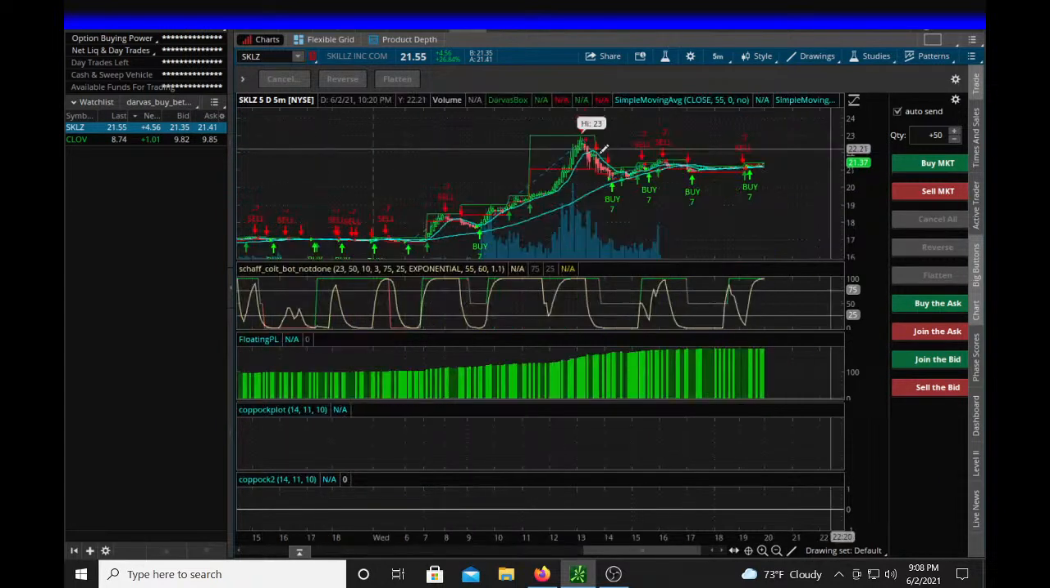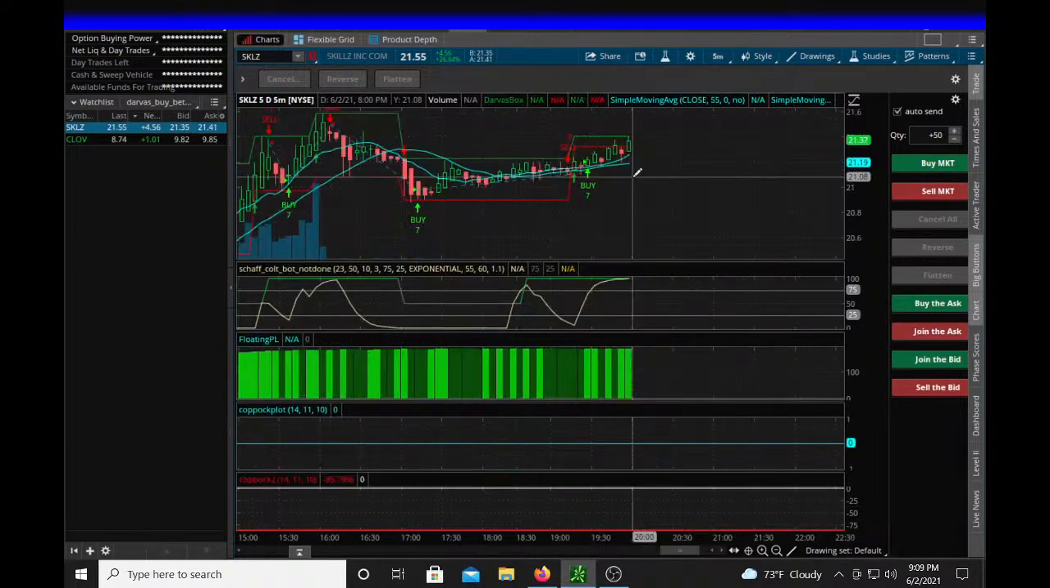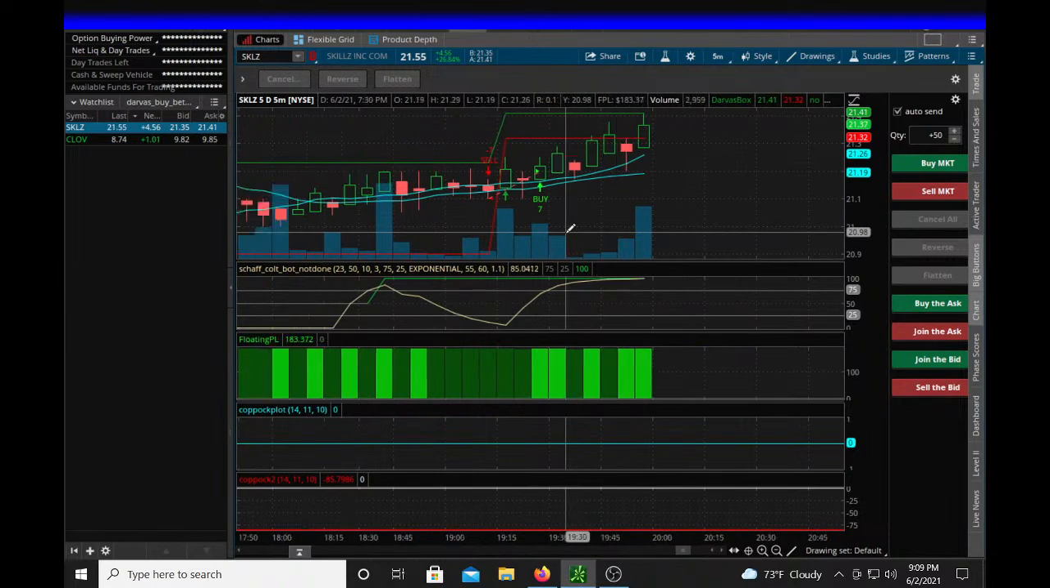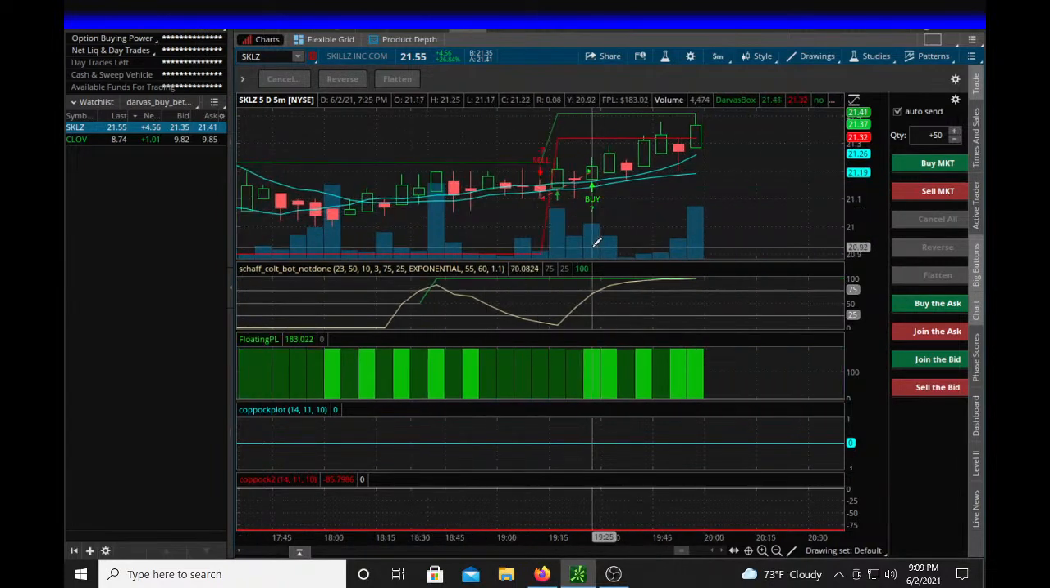Alright, and it looks like we're consolidating a little bit here on Skills, although the last signal was a buy. And let's see, it looks like we did get a moving average crossover to bullish. So this would have been a good entry at 2104.